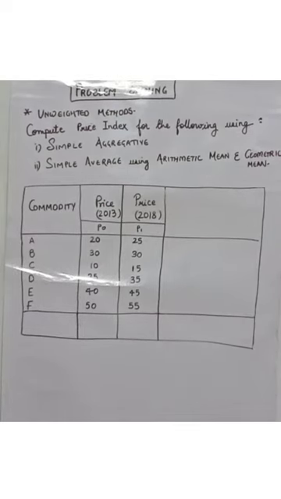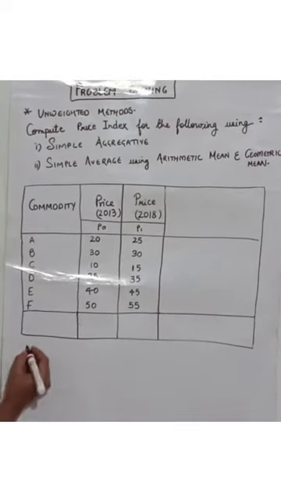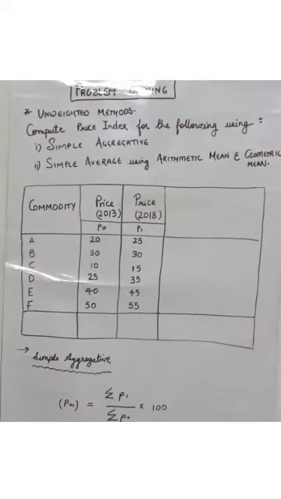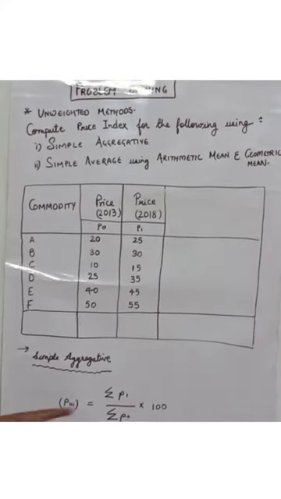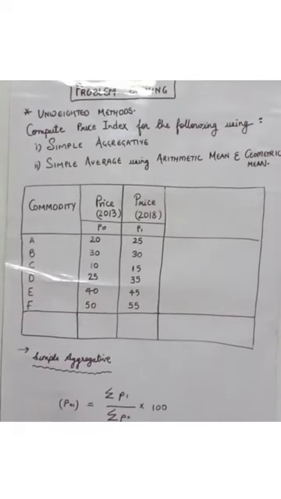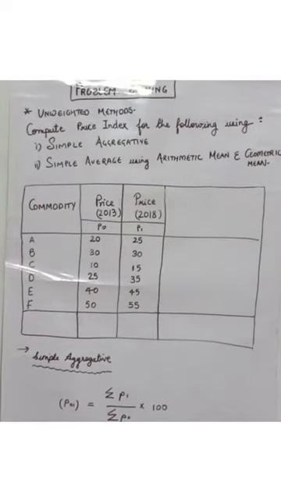So for finding simple aggregative, let us list down what are the things we have with us. I have listed the formula of simple aggregative method. The formula for finding simple aggregative is summation of prices of the current year over summation of prices of base year, into 100.